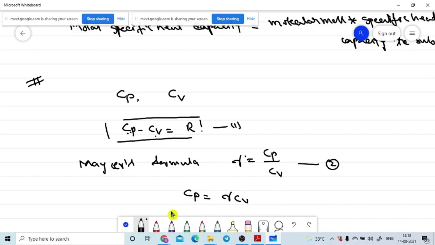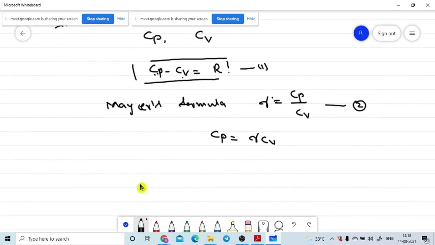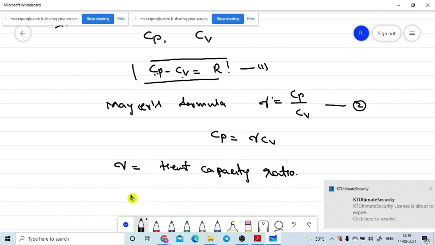So what does gamma mean? You may feel, what does gamma mean? Gamma means it is the heat capacity ratio. Heat capacity ratio. It is a level of the heat capacity. What does gamma mean? So now I want to use this in the equation.